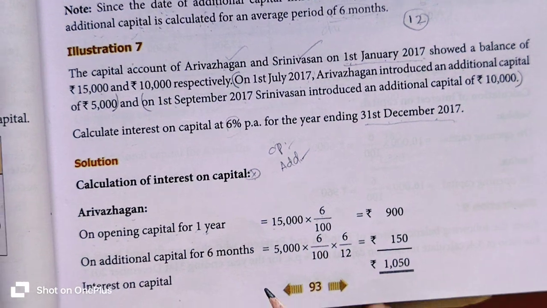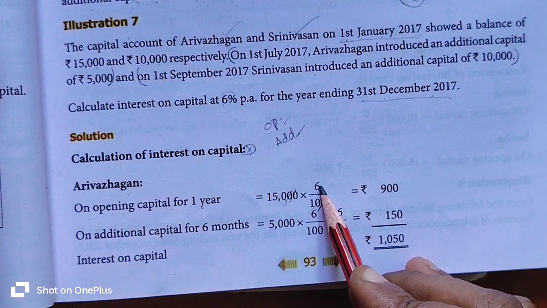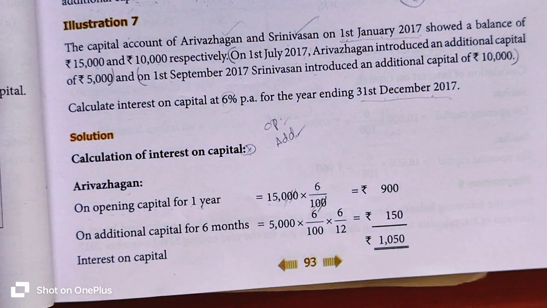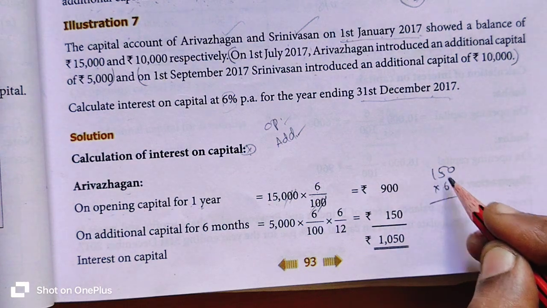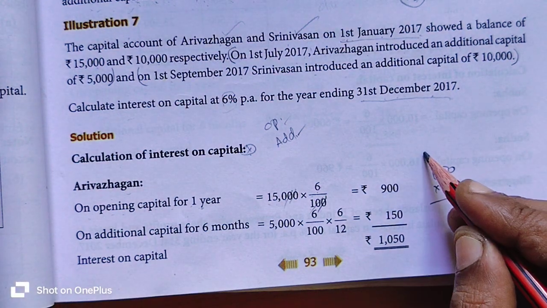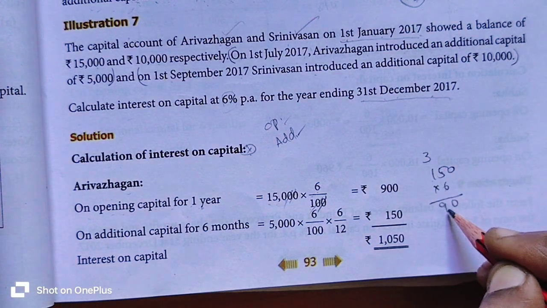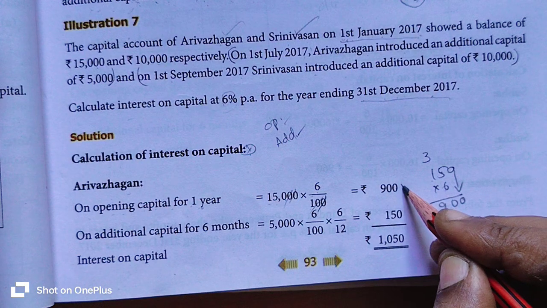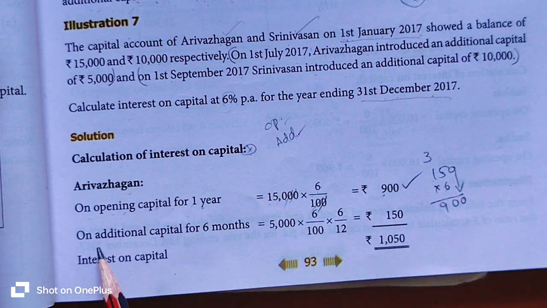So, we have to cancel it now. Two 0s cancel, remaining 150 into 6. 6 5s are 30, 0, remaining 3; 6 1s are 6, plus 3 is 9, and this 0 is to be here. So, 900 rupees is the interest on opening capital.